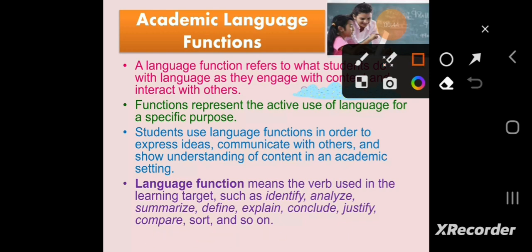Identify: recognizing and naming specific concepts or items. Analyze: break down information into parts to understand its structure or meaning. Summarize: condensing information to highlight the main points. Next, define, explain, conclude, justify, compare, sort, and so on.